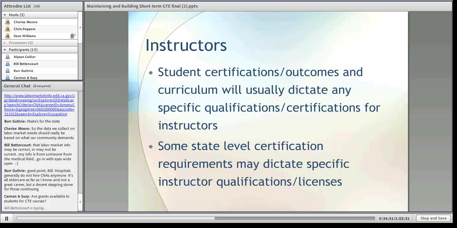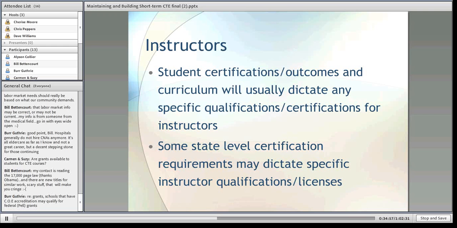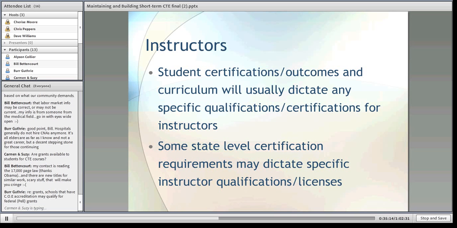Finding instructors, that's always tough, and it's getting harder. Once you've looked at your student certification outcomes and your curriculum, that will usually tell you what specific qualifications or Other areas, not necessarily so much, so you may have to. This is a tough area.